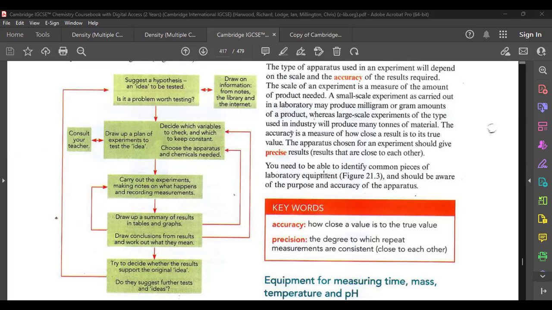Then you are going to choose the apparatus that you need. Like let's say you are going to need a beaker. You are going to maybe need a glass rod to stir it to make a solution. These are the things you are going to need, and obviously you are going to have some operators for that.